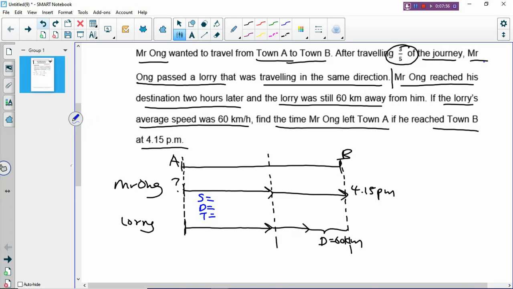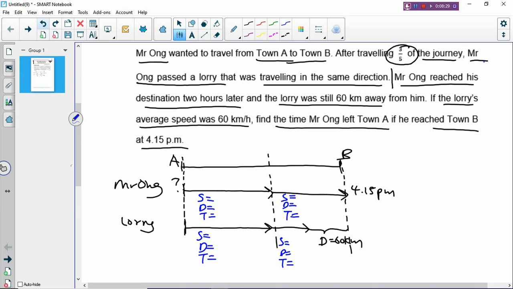And then when Mr. Ong continued to travel to town B, there is another part of the journey. So you have a second group of speed, distance, time. And the lorry also has two parts. So when the lorry was being caught up by Mr. Ong, there is a set of speed, distance, and time. And after being caught up by Mr. Ong, the lorry continued moving. So there is also another group of speed, distance, and time, right?